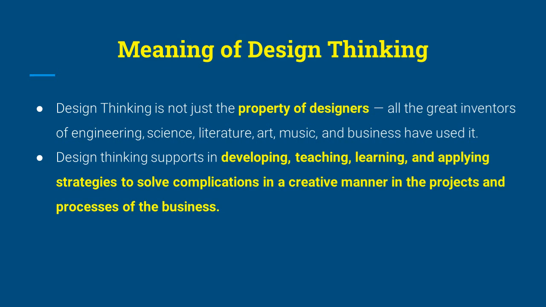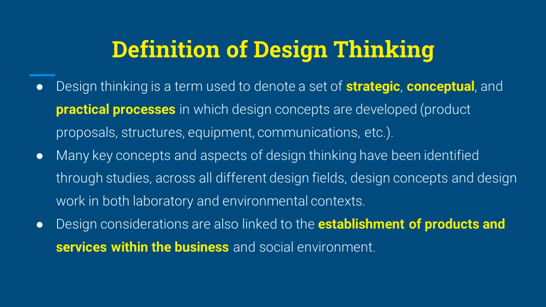Now that we have a broad idea of what is design thinking, let us give some kind of a formal definition to design thinking. Design thinking is a term used to denote a set of strategic, conceptual and practical processes in which design concepts are developed, like products, proposals, structures, equipment and communications. So for example, product would mean a new car or a new software. Proposal, structures mean like a new building or new kind of a bridge.